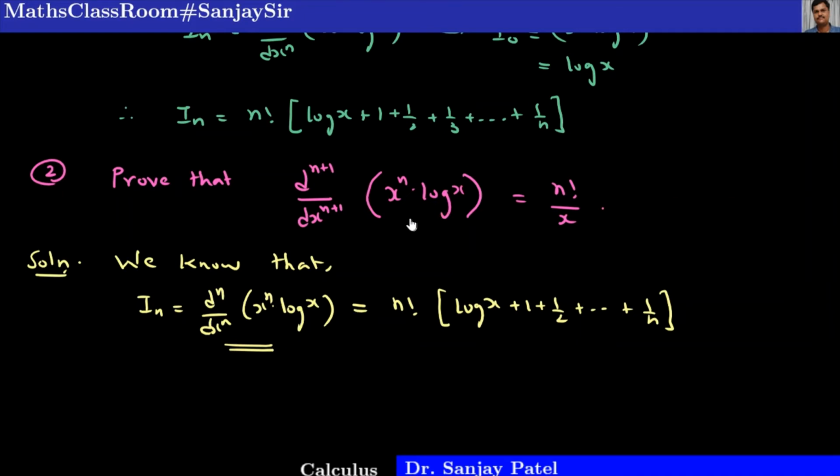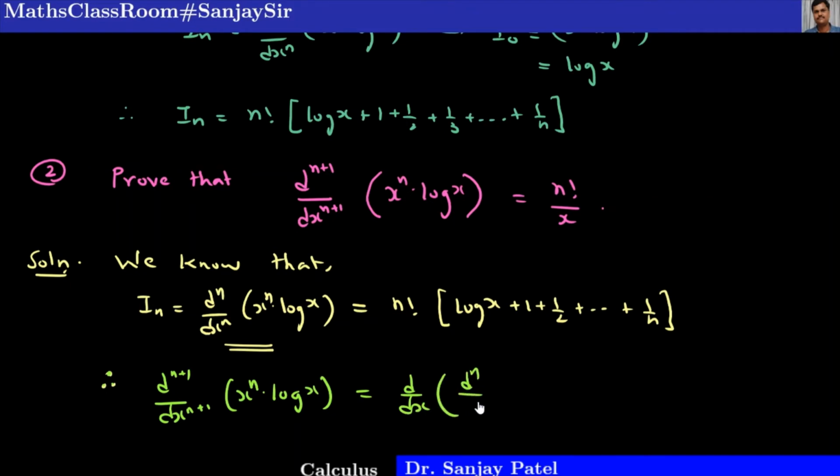What we need to find is the n plus 1th derivative of the same function x^n into log x. So therefore I can say d^(n+1) by dx^(n+1) of x^n into log x is given by d by dx, meaning one more derivative of the nth derivative of the same function. So I am writing in this way.